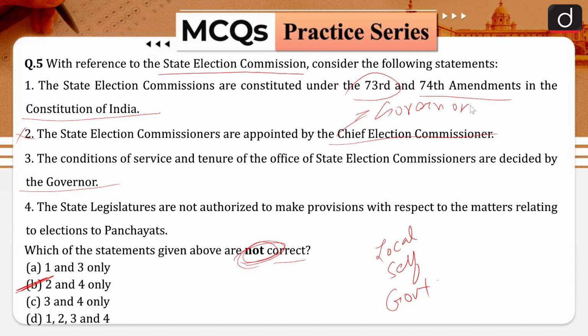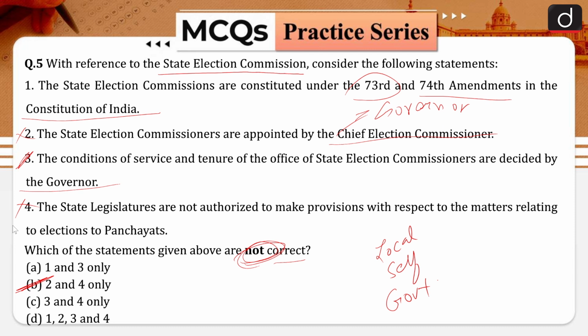The conditions of service and tenure of the state election commissioner shall be determined by the governor. He shall not be removed from office except in the manner and on the grounds prescribed for the removal of a judge of the state high court. His conditions of service shall not be varied to his disadvantage after his appointment. And that is why your statement number 3 here is correct in nature. Further, the state legislature may make provision with respect to all matters relating to elections to the panchayats, and that is why your statement number 4 here is incorrect in nature.